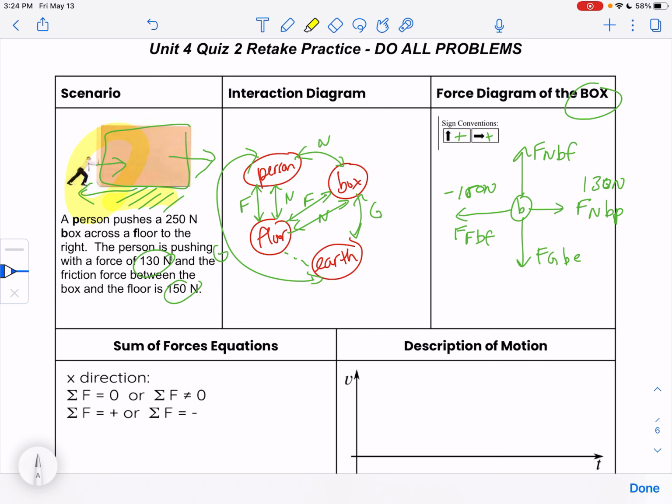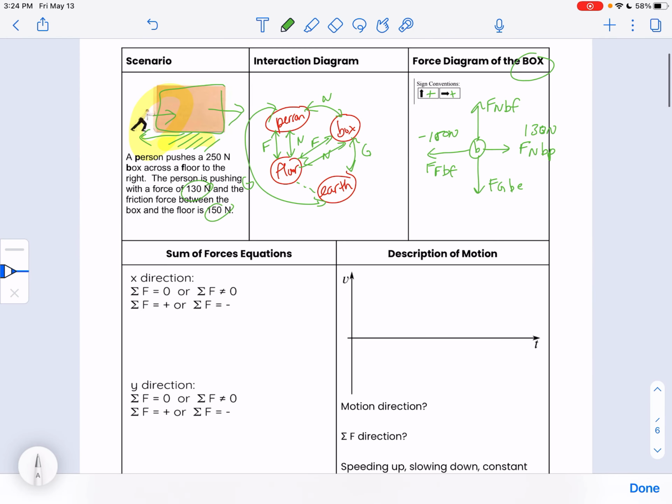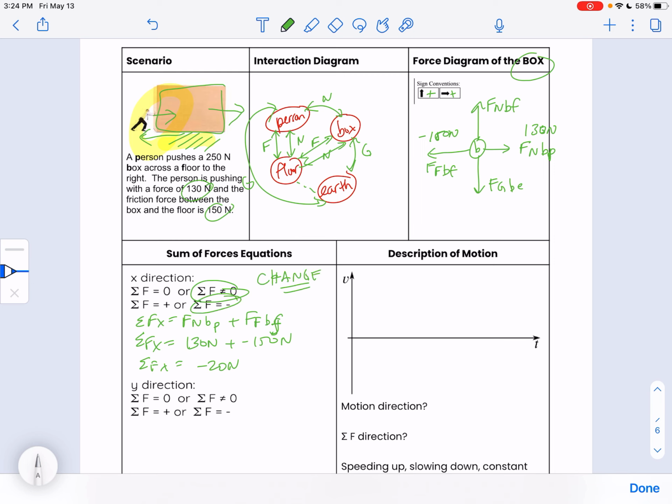Okay, all right. So now if I'm going to write the sum of the forces in the x direction, I have the normal force from the person and the friction force from the ground, the floor. And then if I take a look at those numbers, the person is pushing 130 newtons positive, and friction is pushing 150 newtons negative, so the sum of the forces is going to be negative 20 newtons. Okay, so the sum is not zero, it's negative. That means there's going to be a change in the motion.